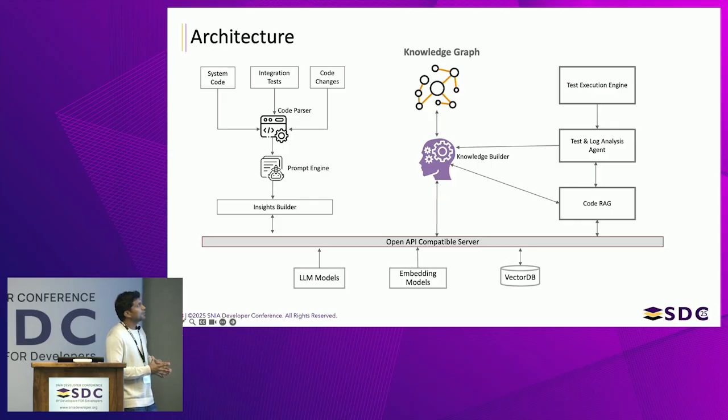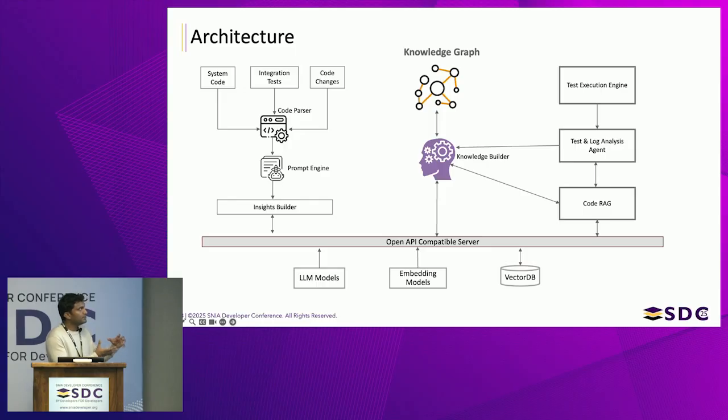With the system code and the integration test, we start processing each and every function that is there in the system code to understand what the function is, what the intent is, and what are the scenarios that this function is capturing. And everything related to the system code is what we parse and process using the AST semantic parser. And this data is the raw code that we extracted from the code base.